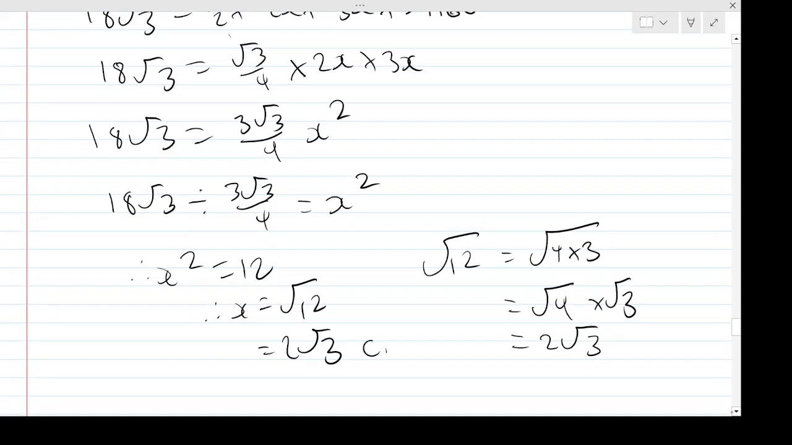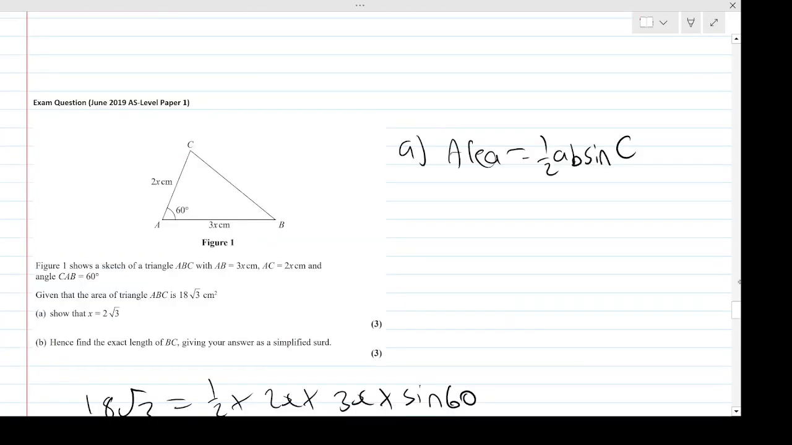And I think that's in centimetres, is it? Yes, there we are. Cool, so that's part A. Fairly standard exam question. Bit of algebra there, but hopefully that wasn't too bad. And then part B says, hence find the exact length of BC, which is going to be this length here. Give the answer as a third.